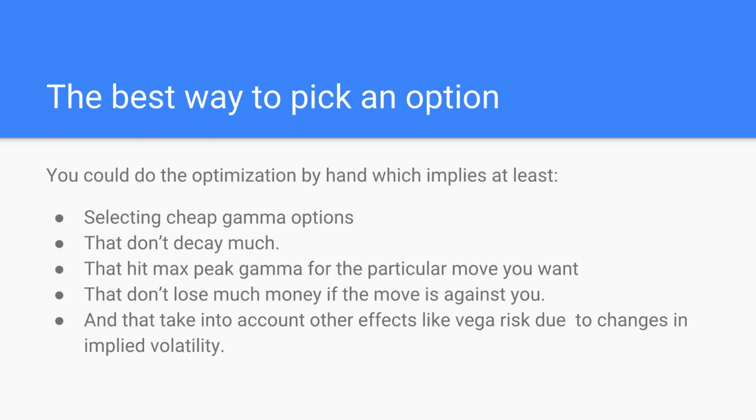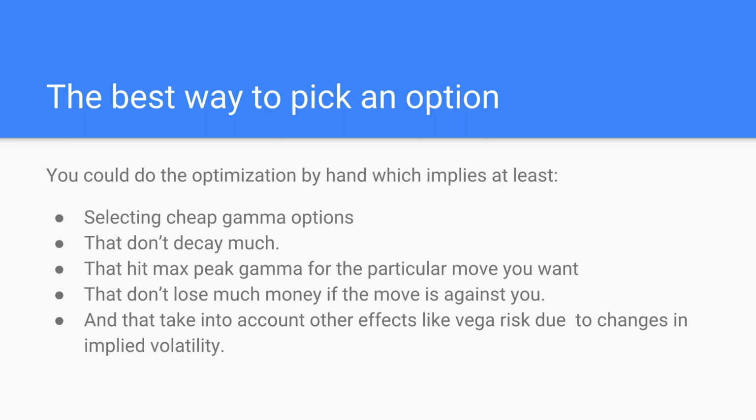Okay, so let's do this a little bit more formal. Now let's try to formalize this methodology. This can be done by hand. You can select cheap gamma options, options that don't decay much. So yes, you are buying options with gamma that is cheap, but remember that gamma and time decay are connected. So you have to look for this decay. You want to find the right balance with decay.